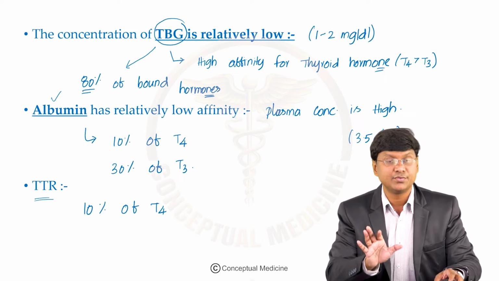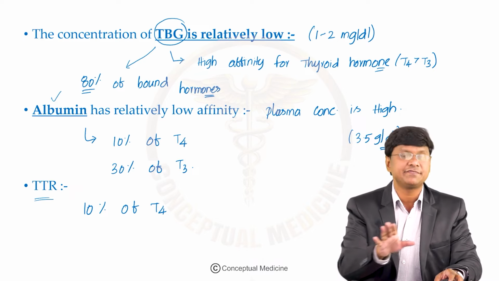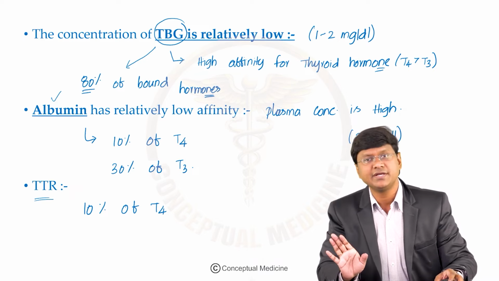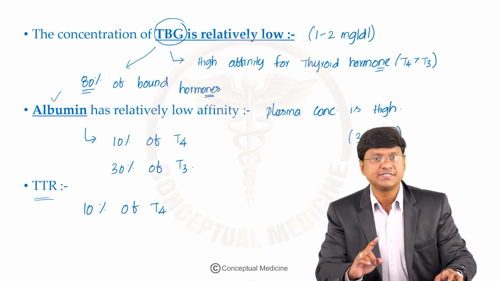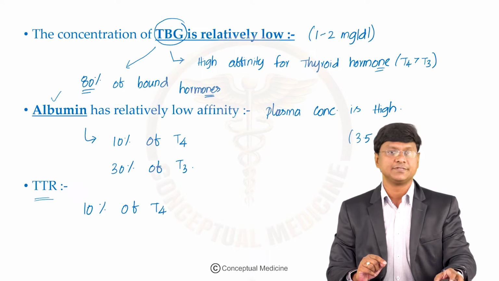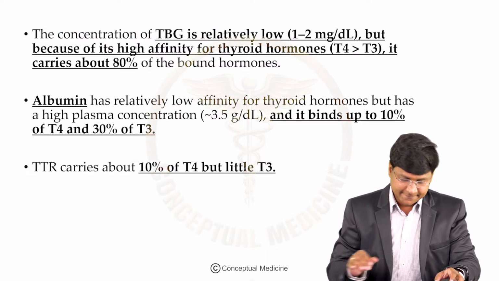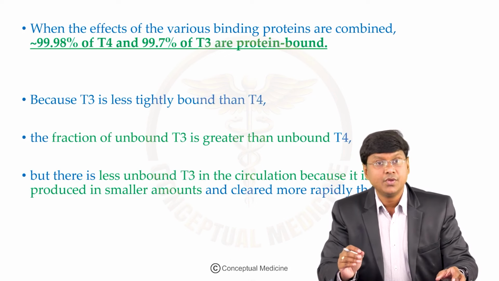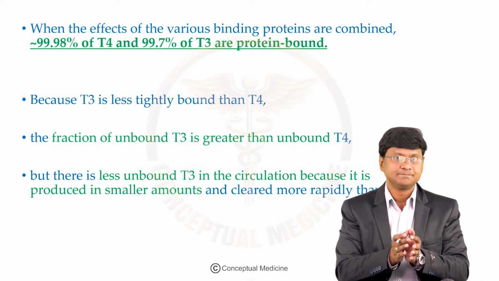To summarize, the plasma protein having the highest affinity for thyroid hormone is thyroxine binding globulin. Almost 80% of thyroid hormone is bound to the thyroxine binding globulin. Now, what are the abnormalities, for suppose, when the effect of various binding proteins are combined?